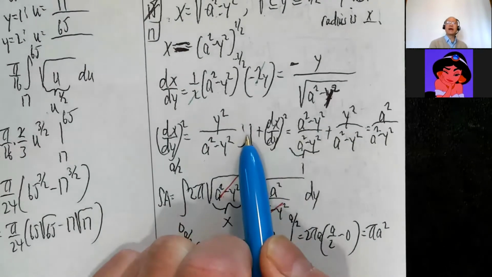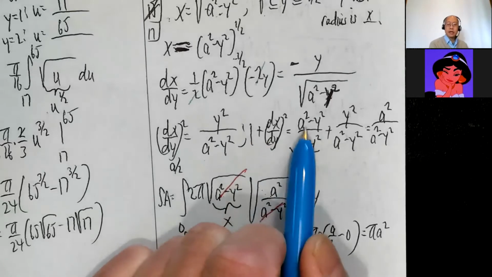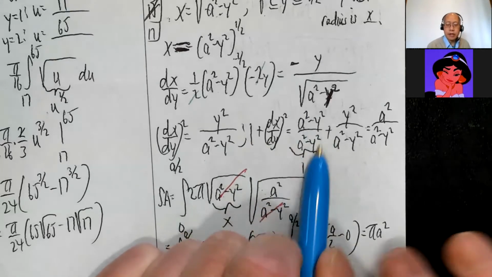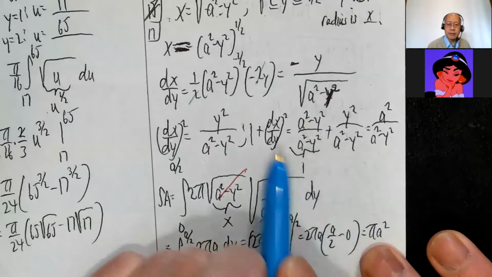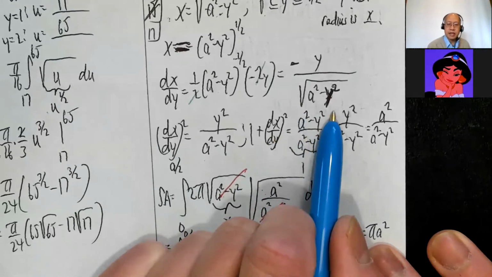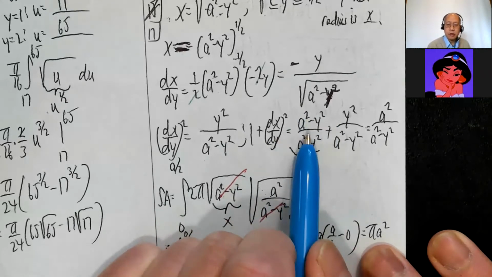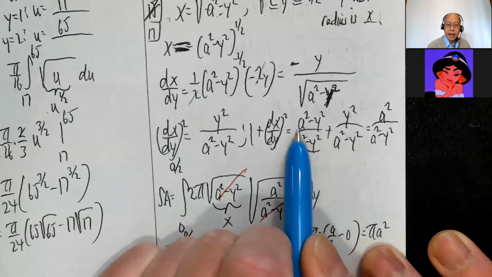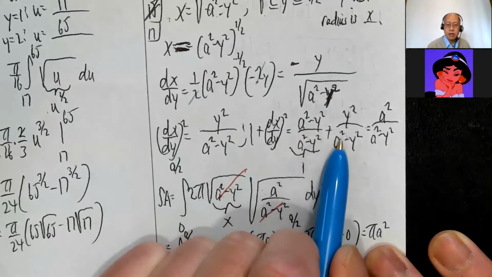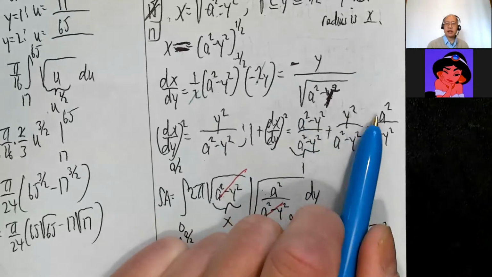By formula, I add 1. Okay, here's 1, right? How come I write it like that? To get a common denominator. 1 plus dx dy squared, right? So add 1, a squared minus y squared over itself, plus that. Notice the y squared cancel out, so I have that.